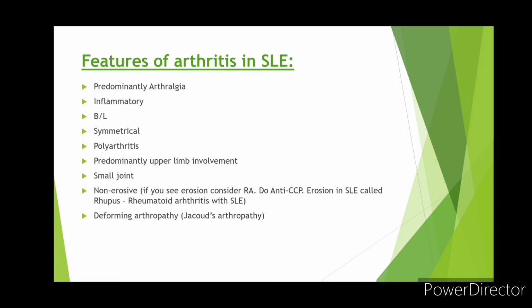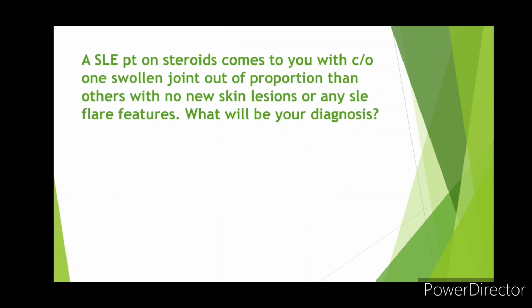Now I have one question for you. Suppose a patient of SLE who was on steroids comes to you with one joint swollen out of proportion, without any new skin lesions or any other joint involvement. The patient is complaining of pain and swelling of one joint out of proportion to other joints, without any new skin lesions or any features of flare. So what will be your diagnosis? Yes, it is always septic arthritis.